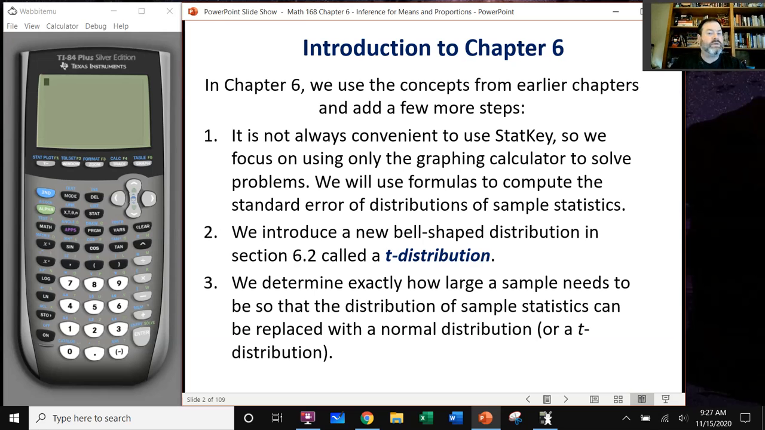And the last thing is actually quite easy. We determine how large a sample needs to be so that the distribution of sample statistics can be replaced with a normal distribution or a t-distribution after we learn it. So up to this point, in Chapter 5, we learned about the central limit theorem that says if a sample is large enough and random, we can replace the distribution of sample statistics with a normal distribution. But we didn't know exactly what that meant. So we're going to learn exactly what that means here in Chapter 6.